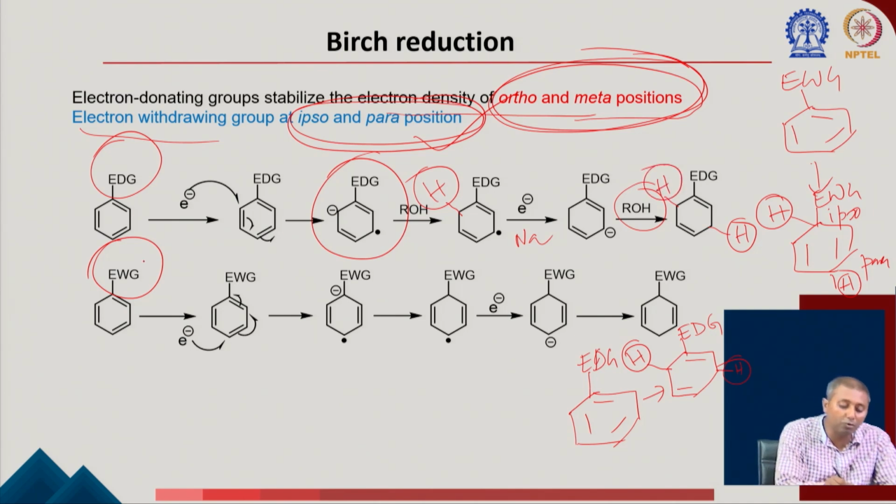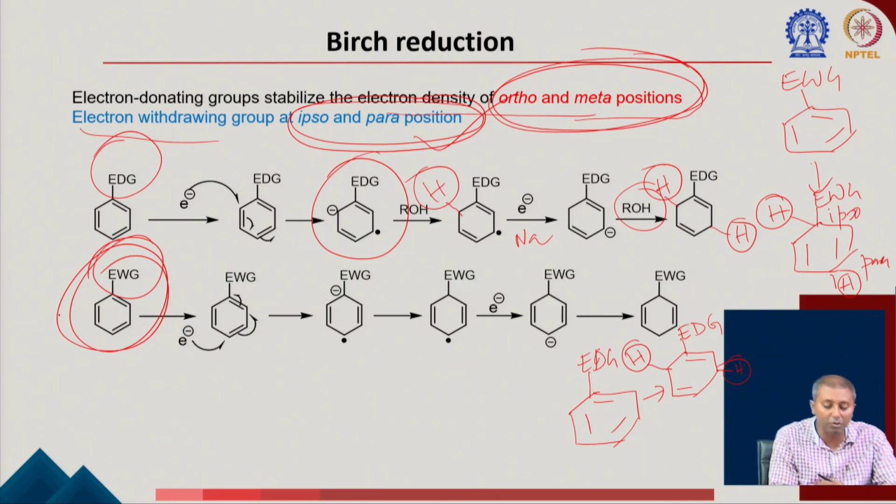Once you have an electron withdrawing group, in the next case, again once you give an electron, we have shown in the previous slide also that a radical anion formation is happening. Again, you can write this as a dot minus, or you can write a dot here and a minus here.